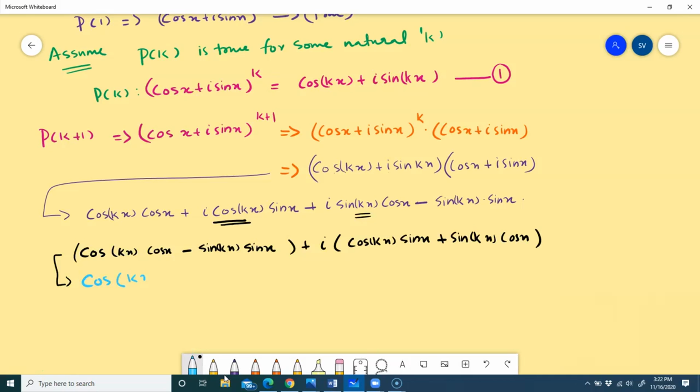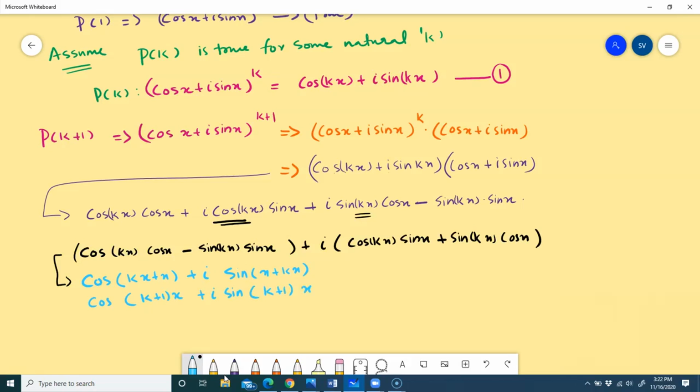So this is cos of kx plus x, done, plus i into sin A cos B plus cos A sin B, which is sin of A plus B. So that is sin of x plus kx. From here we can take x common outside. So this is cos of (k plus 1) into x plus i sin of (k plus 1) into x.